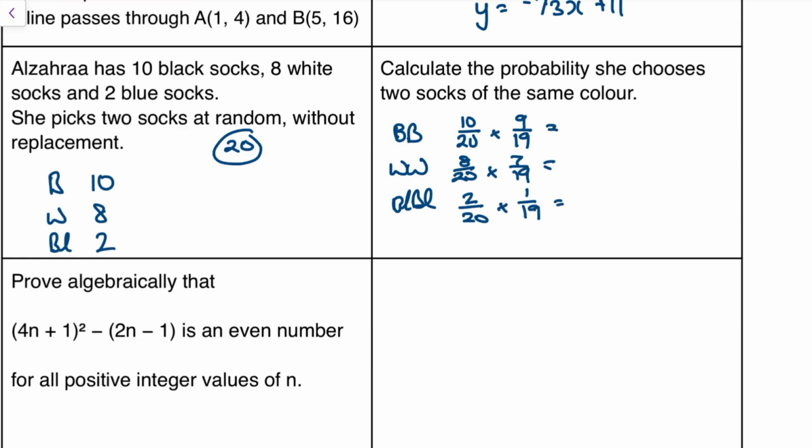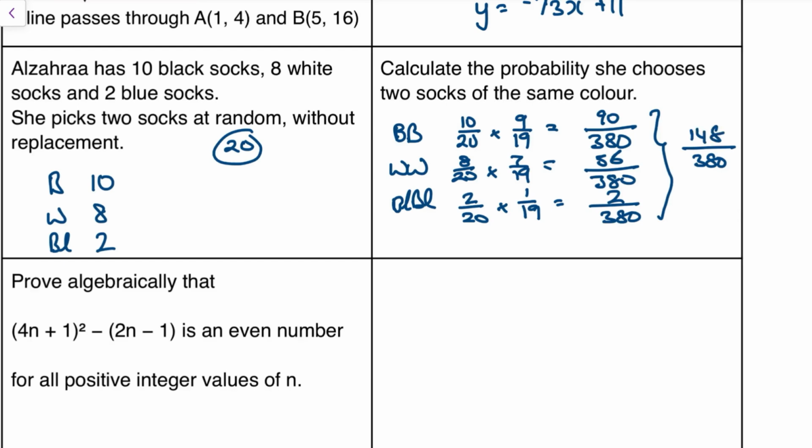Now I'm going to leave the denominators unsimplified, so they're all over 380, in other words, 19 times 20. And then I can just work out the tops now. So 10 times 9 is 90. 8 times 7 is 56. And 2 times 1 is 2. Add all these numbers up. Well, it's over 380, and so that's going to be 90 plus 56, which is 146, plus 2, which is going to be 148 over 380, which will simplify, but that's fine for probability.